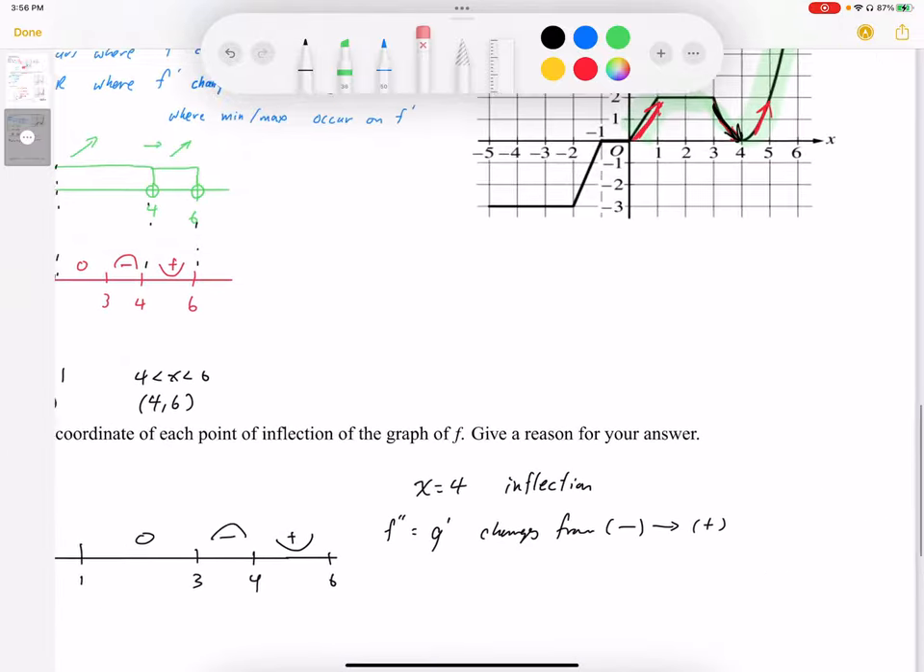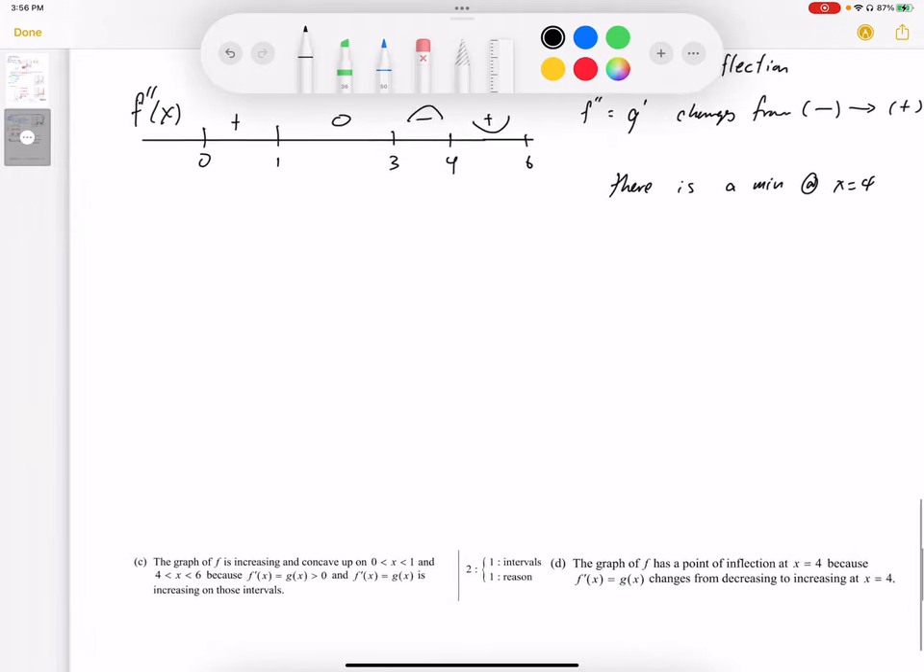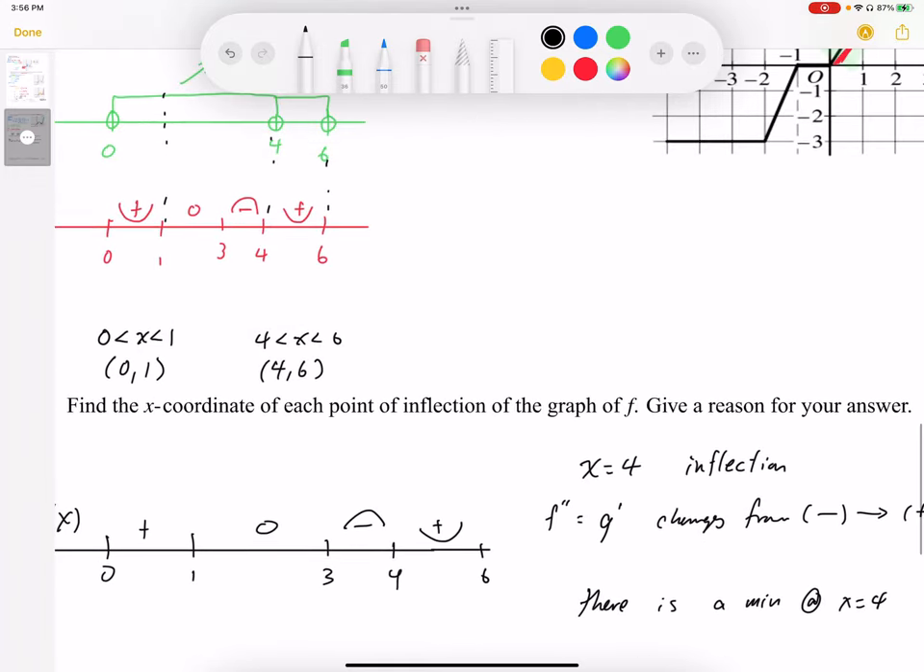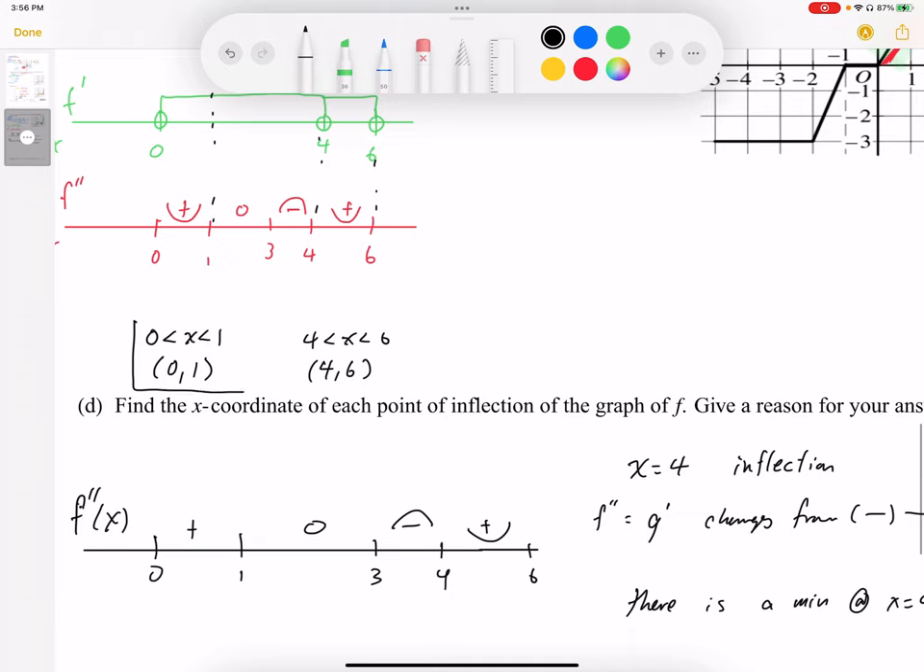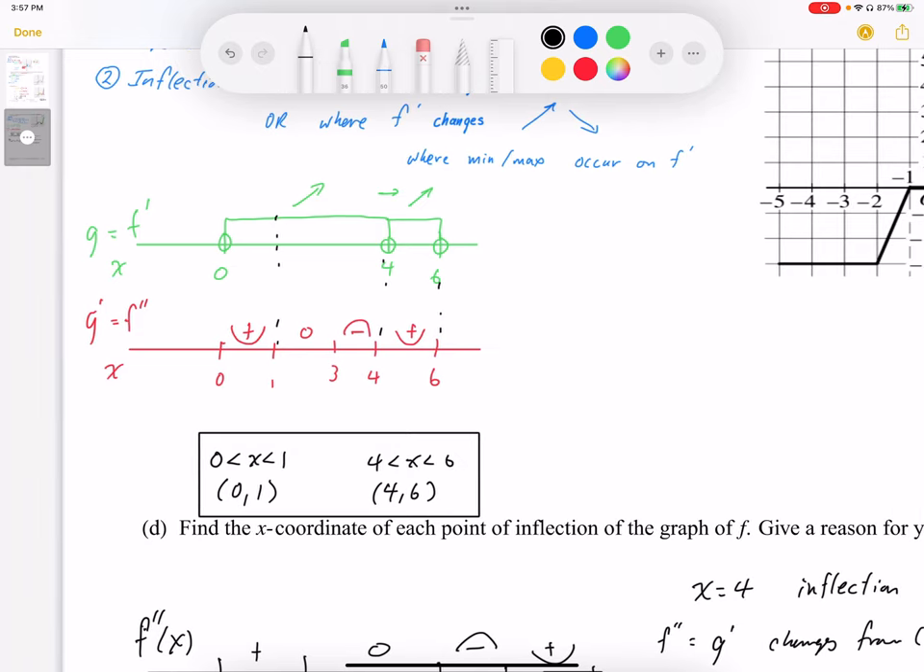Okay, we could also state this as well. There is a minimum at x equals 4 would be justification as well. For part C, we get 1 mark for the intervals, which we have been given here. And for reasoning, we can show our slope charts. That would be a good way to show the reasoning of how we ended up with these intervals.